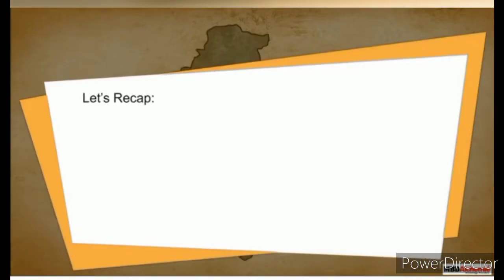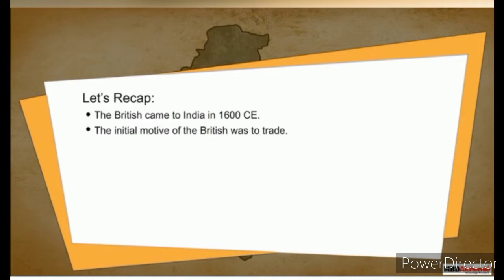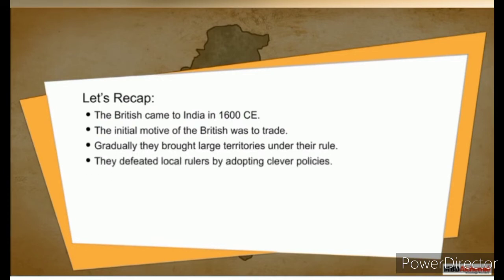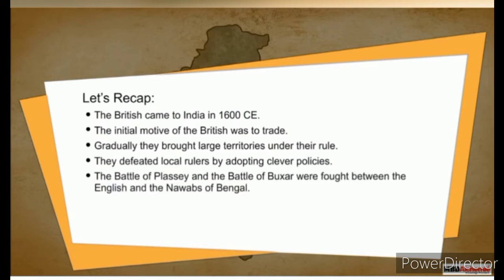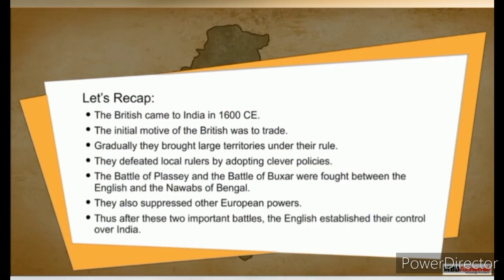Let's recap. The British came to India in 1600 CE. The initial motive of the British was to trade. Gradually, they brought large territories under their rule. They defeated local rulers by adopting clever policies. The Battle of Plassey and the Battle of Buxar were fought between the English and the Nawabs of Bengal. They also suppressed other European powers. Thus, after these two important battles, the English established their control over India.